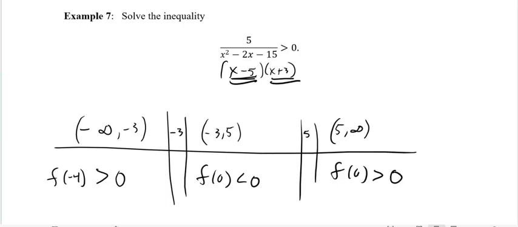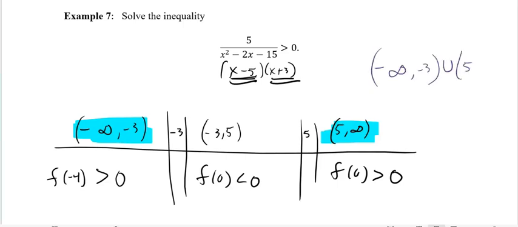Okay, so my solution is this interval combined with that interval, which I would write like this: negative infinity to negative 3 unioned with 5 to infinity.